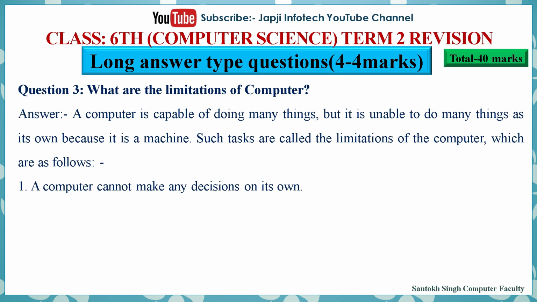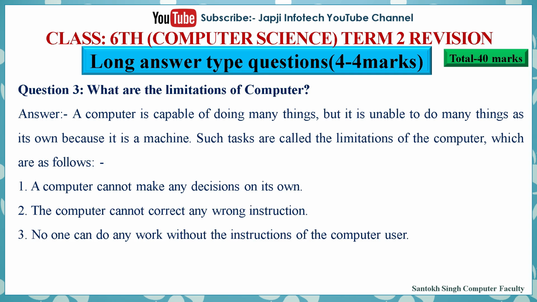The first one is, a computer cannot make any decision on its own. The second one is, the computer cannot correct any wrong instructions. The third one is, no one can do any work without the instruction of the computer user. The fourth one is, the computer does not have emotions and understanding.